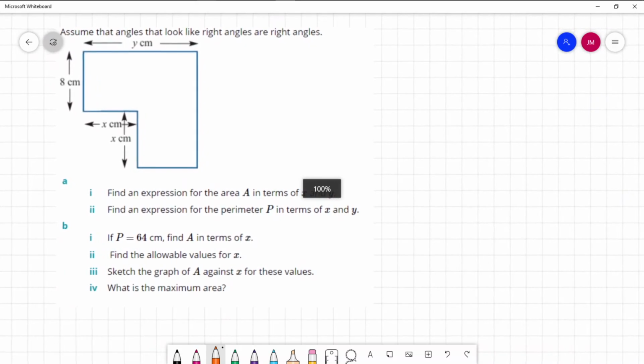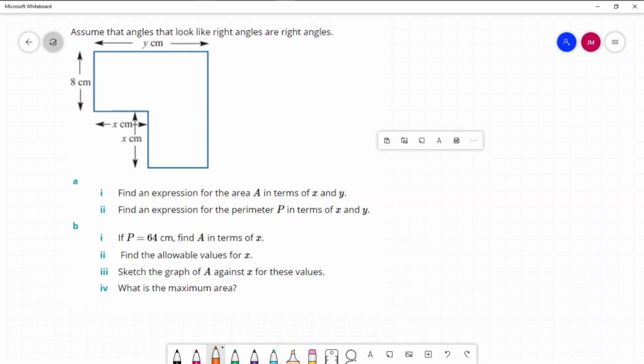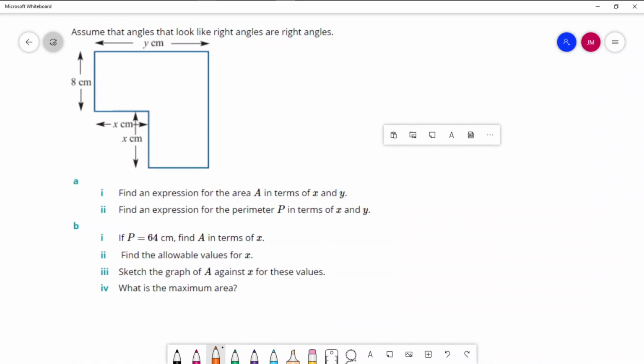We've got an L-shaped block here that's got some dimensions: y centimeters across the top, 8 centimeters down the side, and an x by x square cut out of the bottom left corner. We want to find an expression for the area in terms of x and y. So first part, we're looking at the area of a composite shape.